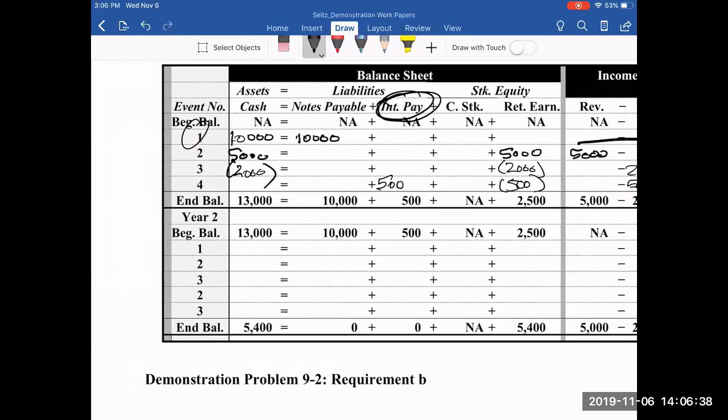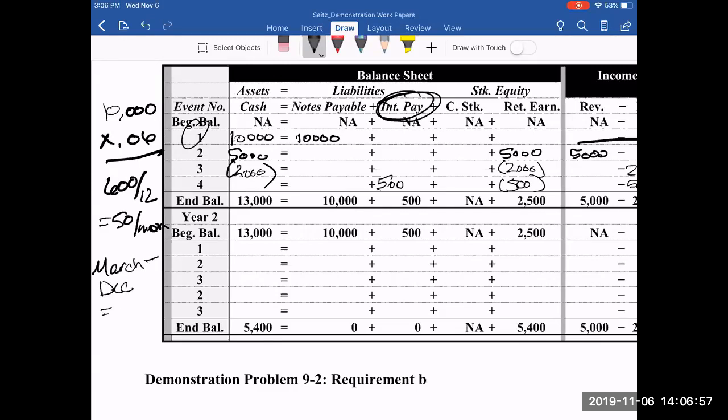So let me do that calculation for you again. $10,000 times 6%, that's $600, but that's for the full year. So you need to divide that by 12 to get $50 a month. And then we have all of March, because it was taken out March 1st, through December, so you're going to get 10 months. So 50 times 10 equals the $500. So that's the amount of interest that we have incurred but have not yet paid, because the interest will be paid whenever we pay off the note March 1st of the second year. So you're going to see that down here in year 2.